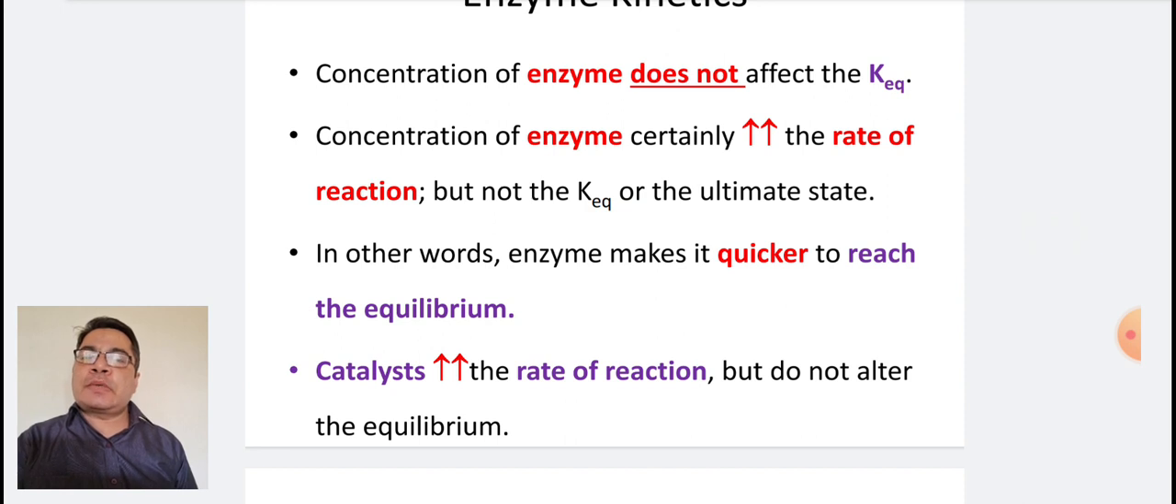Concentration of enzyme does not affect the equilibrium constant. Concentration of enzyme certainly increases the rate of reaction, but not the equilibrium constant or the ultimate state. In other words, enzymes make it quicker to reach the equilibrium. Catalysts increase the rate of reaction but do not alter the equilibrium.